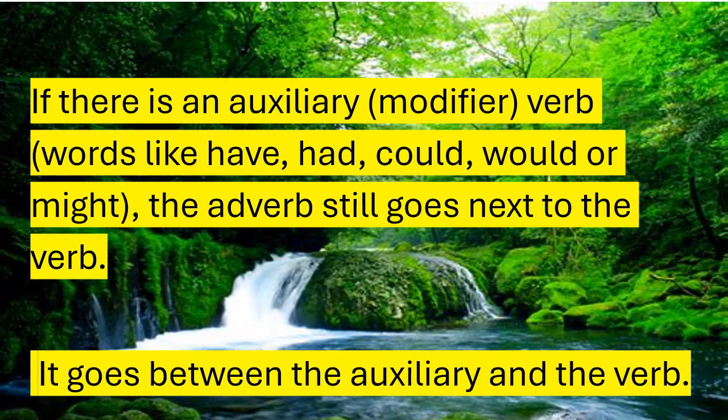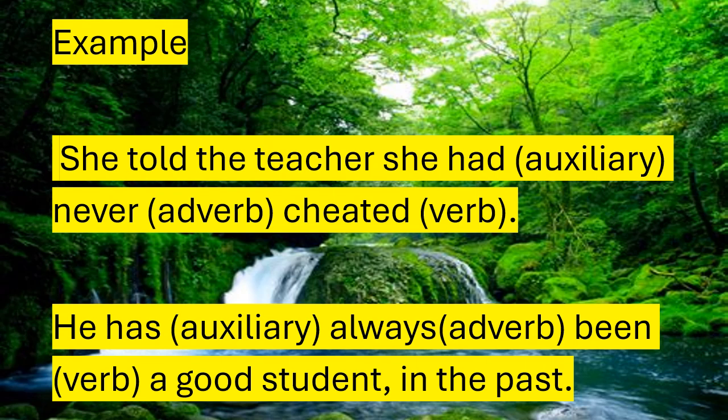If there's an auxiliary or modifier verb, so we're talking about words like have, had, could, would, or might, the adverb still goes next to the verb. It goes between the auxiliary and the verb. So, for example, she told the teacher she had, auxiliary, never, adverb, cheated, verb. Or he has, auxiliary, always, adverb, been, verb, a good student in the past.